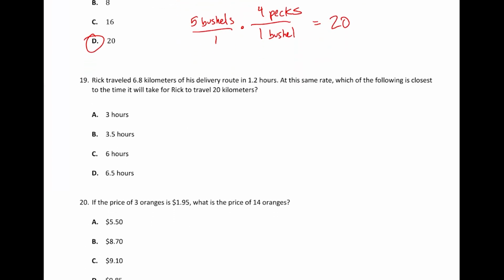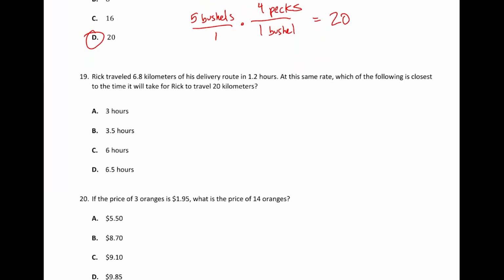Number 19. Rick traveled 6.8 kilometers of his delivery route in 1.2 hours. At this same rate, which of the following is closest to the time it'll take for him to travel 20 kilometers? So this is going to be a case, and there's going to be a lot more conversion on the test than this, which is finding an equivalent rate.